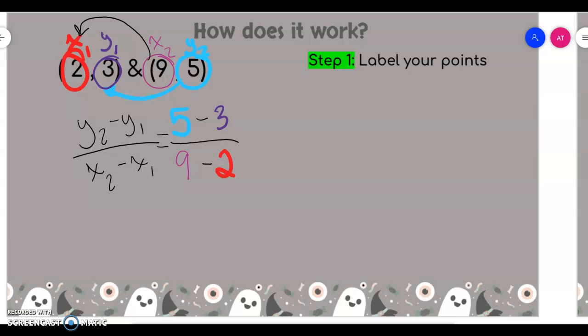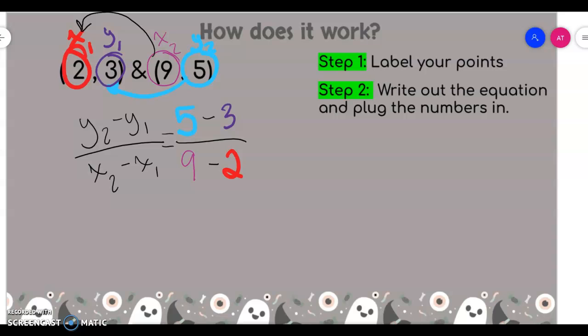The second step is to write out the equation and plug the numbers in. We wrote out the equation, y2 minus y1 over x2 minus x1, and we subtracted 3 from 5 on the top, and underneath we subtracted 2 from 9 on the bottom. I want you to solve what the top and bottom would be and see if you get the same answer. Go ahead and pause the video.